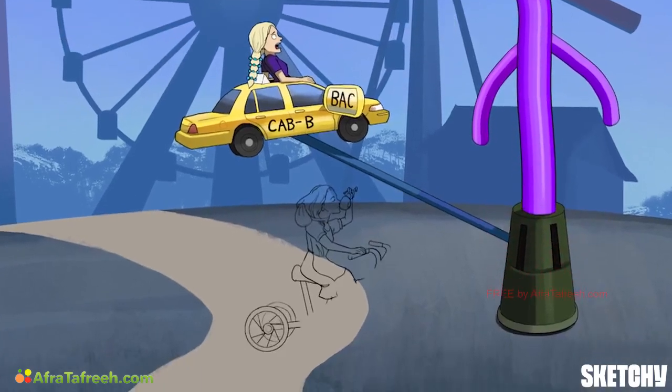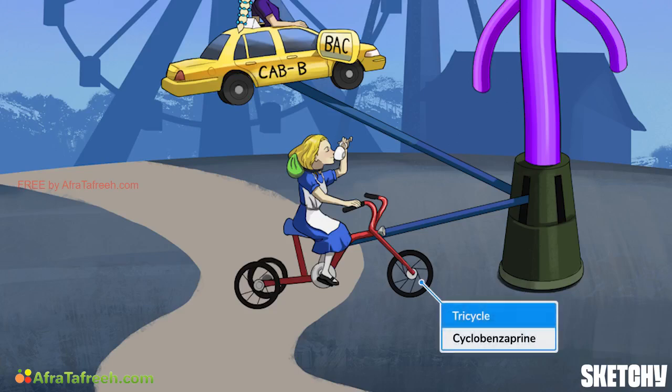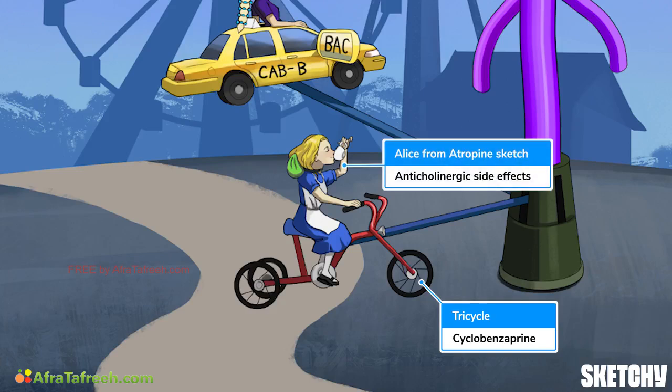The next car of this ride is a tricycle for cyclobenzaprine. We're using our tricycle symbol because cyclobenzaprine is structurally related to the tricyclic antidepressants. And that means it shares the same anticholinergic side effects: dizziness, drowsiness, confusion, hypotension, constipation, and urinary retention, which is why the rider here is in fact Alice from the Atropine sketch.